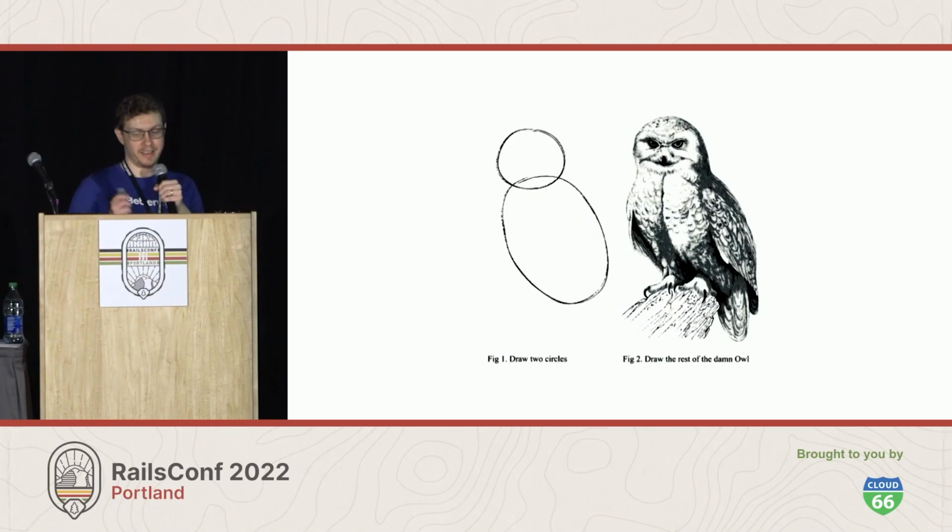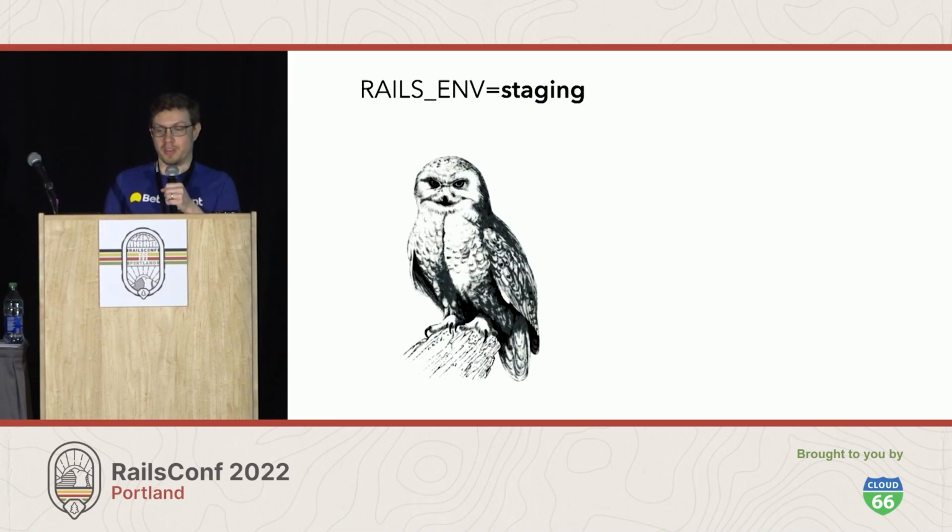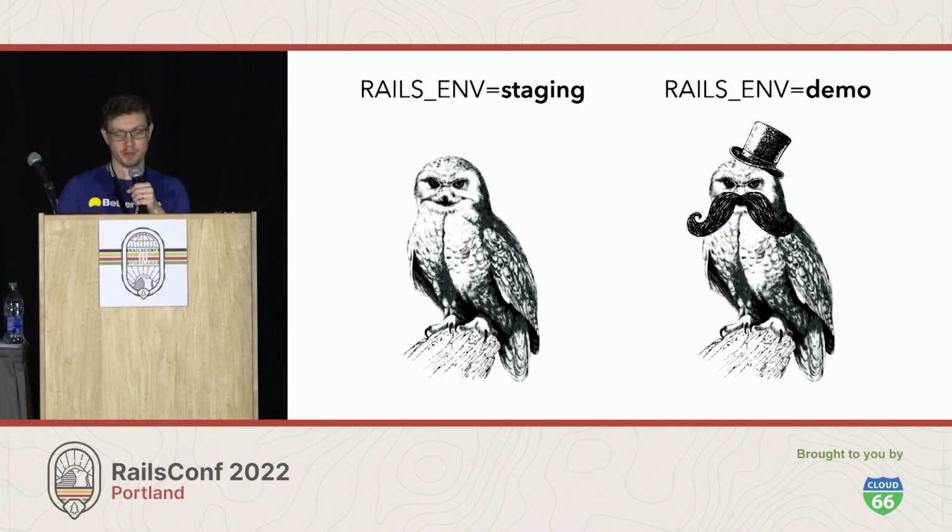And if this sounds a bit like step 1, draw 2 circles, step 2, draw the owl, it's because that's exactly what this is. You see, if what you need is a drawing of an owl, but somebody else is already drawing owls for you, then you don't need to learn how to draw the owl. And so the staging environment was our owl. Of course, we made a couple modifications to it.